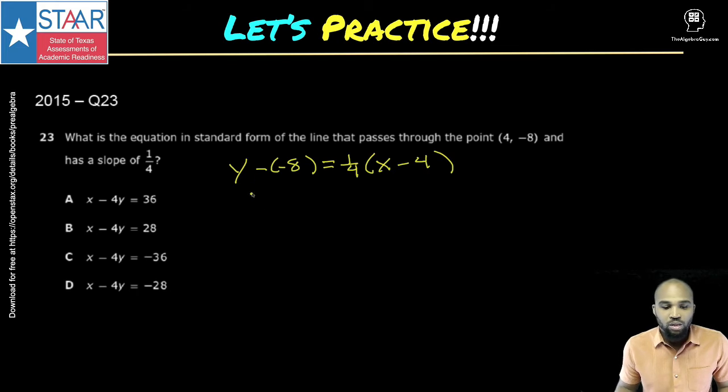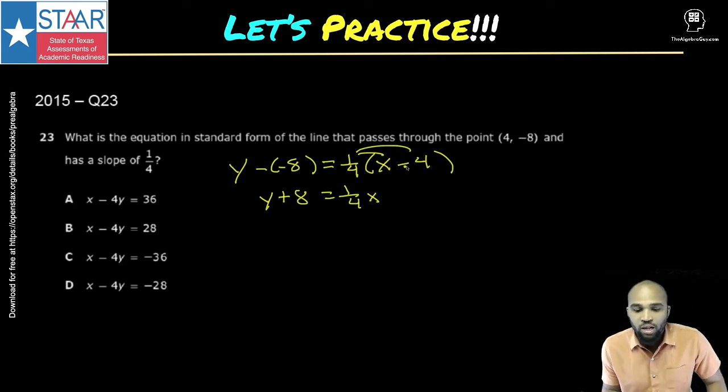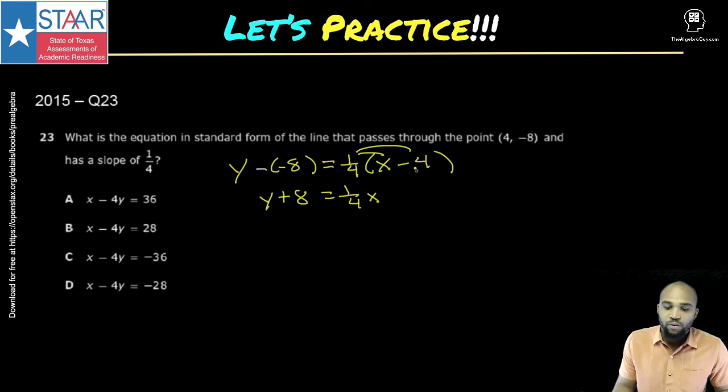Here we go. So this becomes y plus 8 equals 1/4 x, because you're distributing here, and 1/4 times -4. Well, 1/4 times 4 is going to give us a 1, and this is going to be a -1 since that's negative. Now we need to get in standard form.